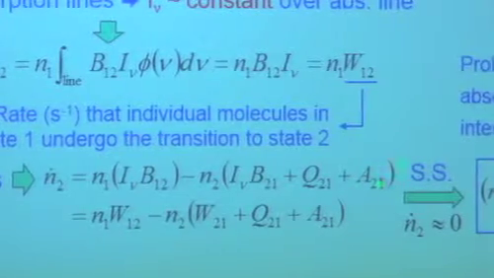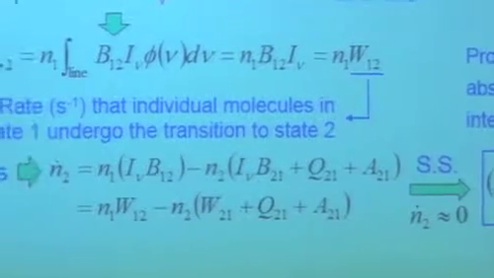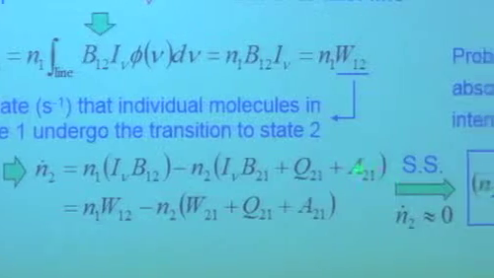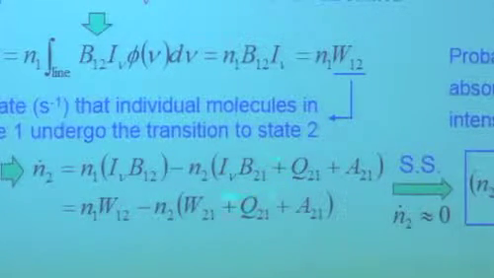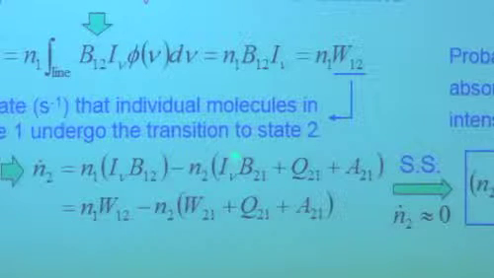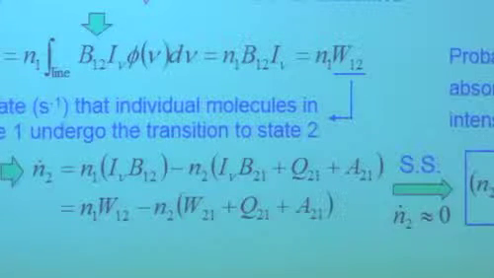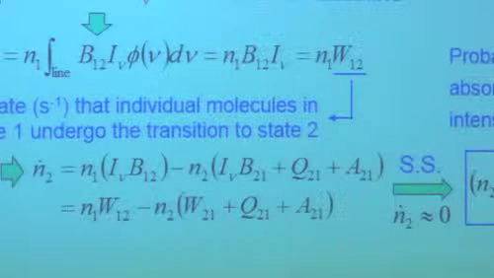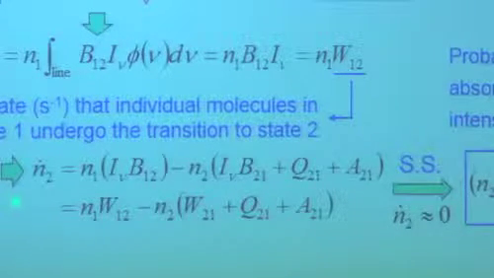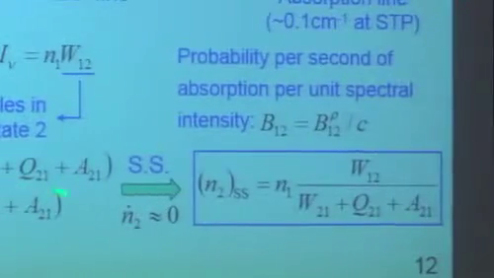I happen to like A because it has simple units, seconds to the minus 1. So that's seconds to the minus 1. This term is seconds to the minus 1. That's the term we write as W21. So the W has units of seconds to the minus 1. It's a rate. This is the rate equation for N2 in terms of the positive and the negative terms.